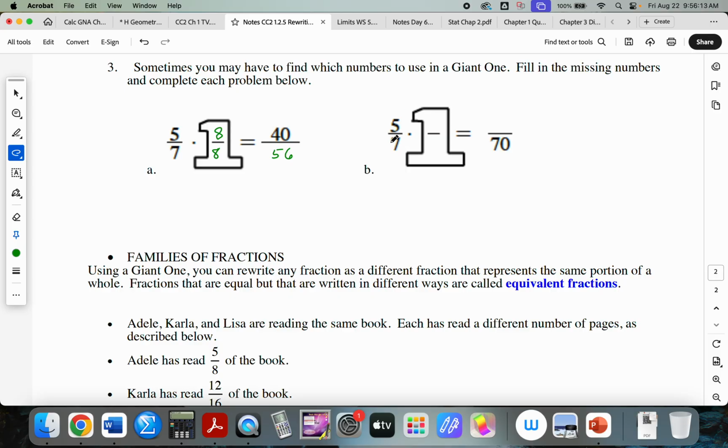Here, we started off with 5/7. We're going to multiply by a giant 1. What did we multiply the denominator by? Yes, sir? 10. So then everybody, what do I need to multiply the numerator by? 10. And we're going to get 50.